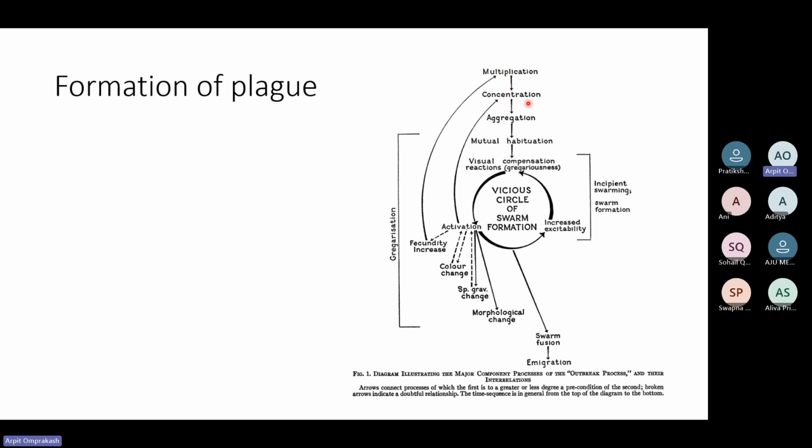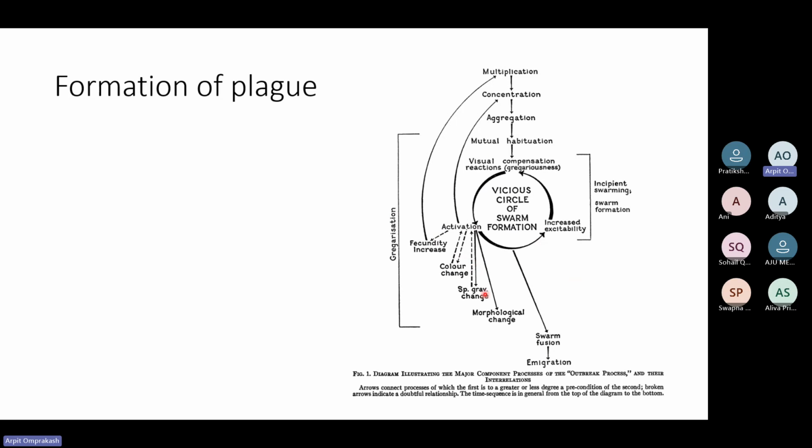Basically there's multiplication, then concentration, where there are more individuals in a given small area. Then there's aggregation, where more and more aggregate. Once they are mutually interacting, there's visual stimulation. Gregariousness starts and slowly becomes more and more pronounced; gregarious means they're flocking together, and solitary means they're alone. Then we see other changes such as color change, specific gravity change, morphological change, and an increase in fecundity. This increase in fecundity helps it grow more and feeds back into the swarm.